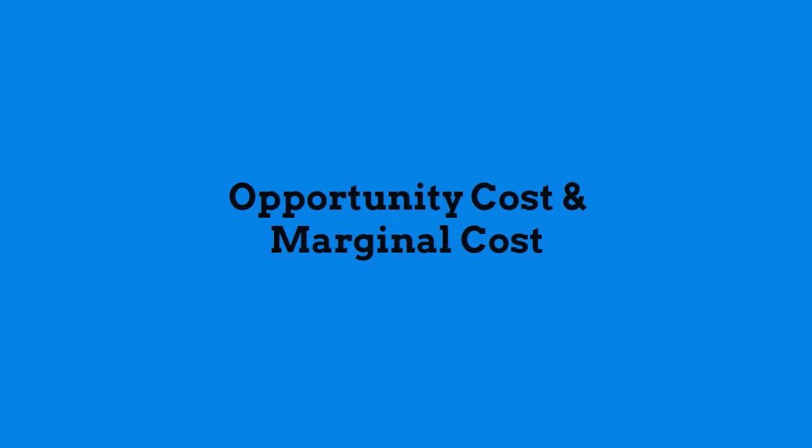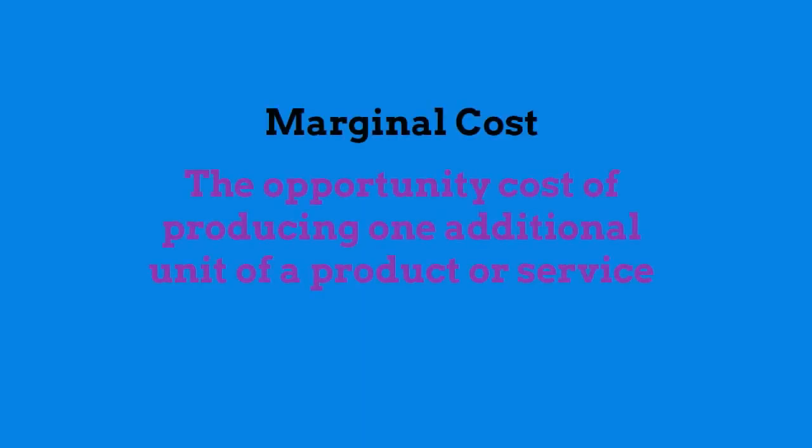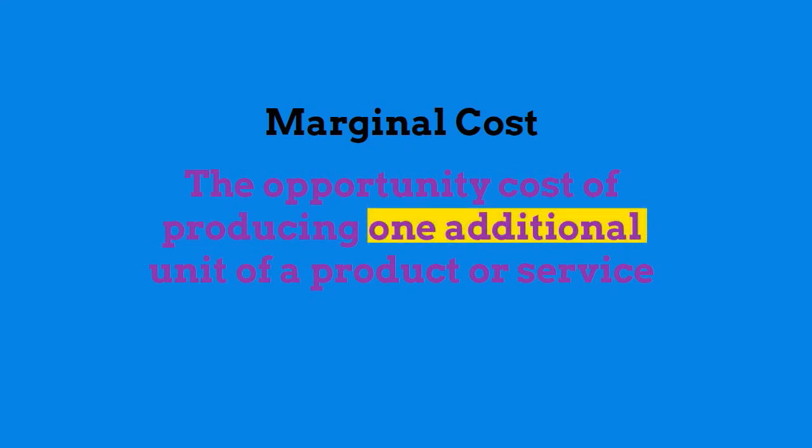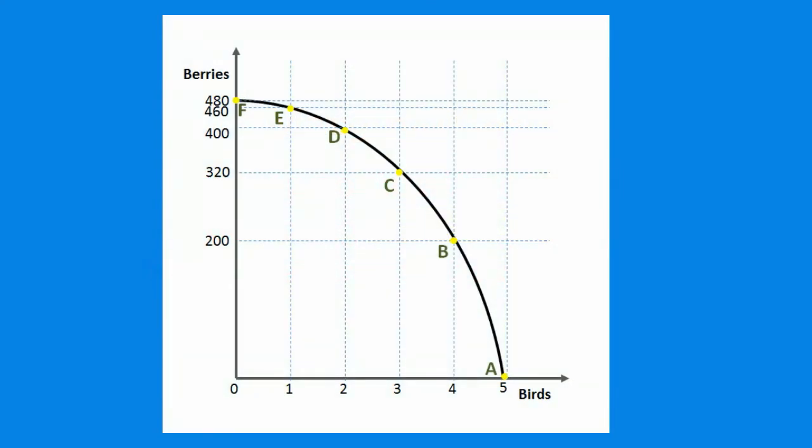Opportunity cost and marginal cost. When we express opportunity cost in terms of producing 1 more additional unit of a good, we get the marginal cost. Marginal cost is the cost resulting from producing 1 additional unit of a product or service. When we move from scenario F to E, the opportunity cost of increasing 1 additional bird is 20 berries. This means that the marginal cost is 20 berries.